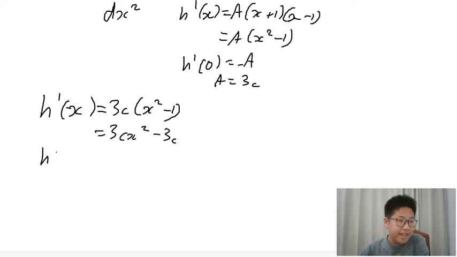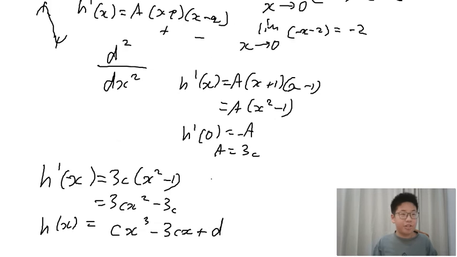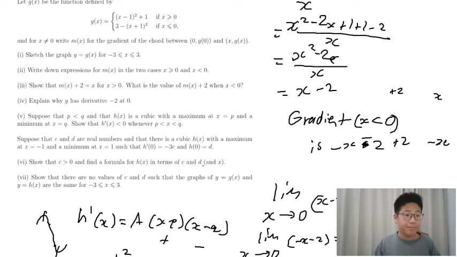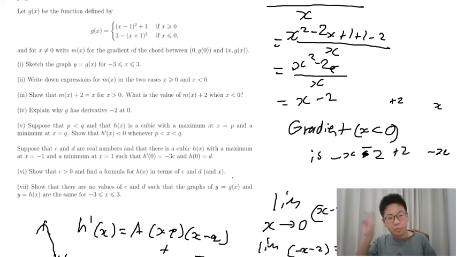So this means for h(x), we're going to do the integration move. So it's c x cubed minus 3c x plus d. There, we found our cubic. Yep. So that c is greater than 0 and find a formula for h of x. We have actually done this already. So we killed two birds with one stone. We have already solved question 5 and question 6 at the same time. And now show that there are no values for c and d such that the graphs of y equals g(x) and y equals h(x) are the same.